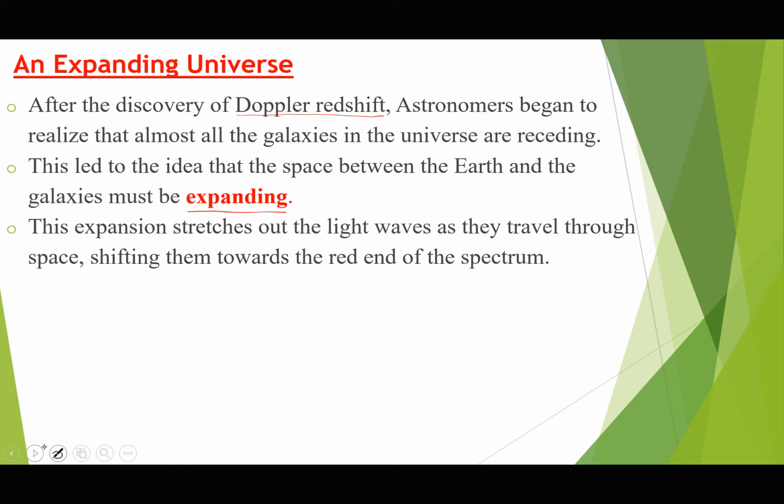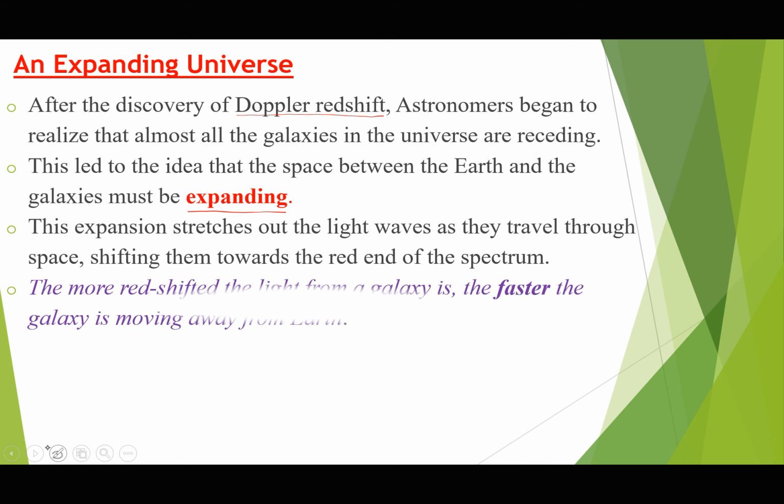So the expansion of the space between the galaxies is maybe stretching out light through a further and further distance every day. That's why the wavelength of the spectral lines is tending towards the red end of the visible spectrum. So we can simply say that the more redshifted the light from a galaxy is, the faster the galaxy is moving away from the Earth.